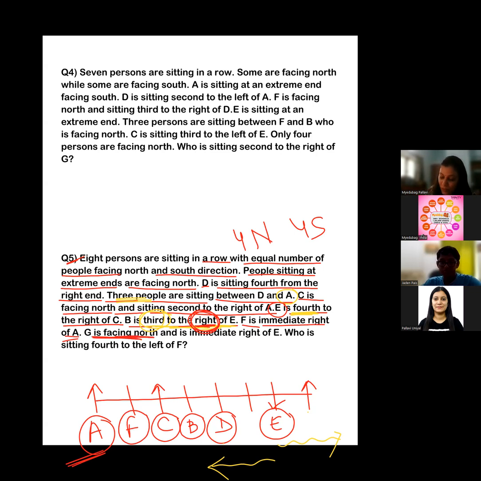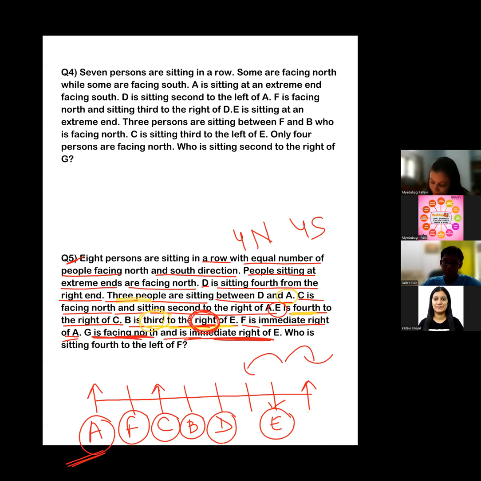G is facing north and is immediate right of E. Now, immediate right of E can be both the directions, like this also and this direction also. Is it? Yes.